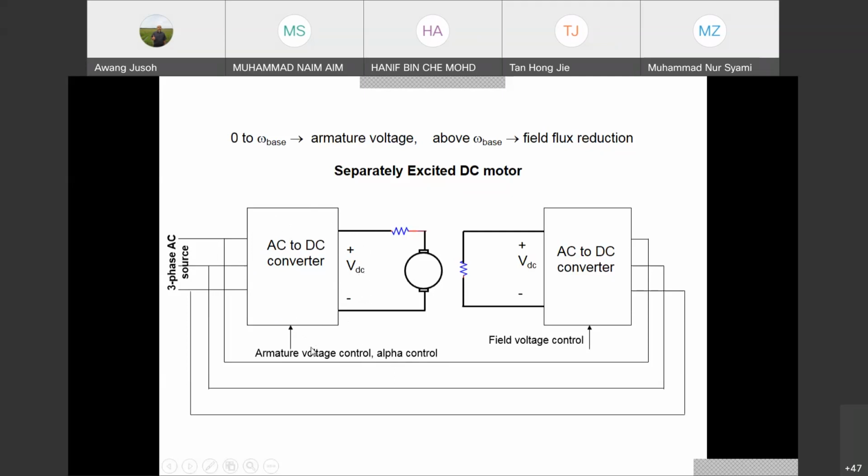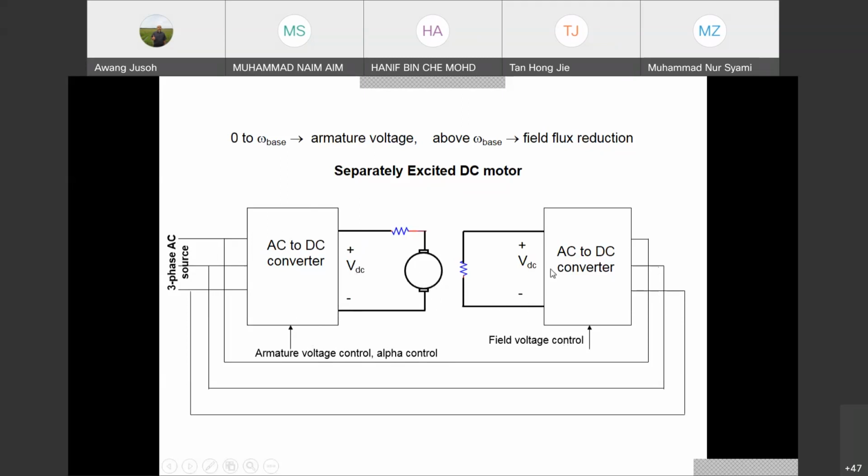At 0 alpha angle, we get maximum voltage. Remember, last time you studied rectifiers: with alpha equal to 0, maximum voltage is produced. When we increase the alpha angle, we get lower voltage. The lower the voltage, the lower the speed, so the speed can be controlled here. Simple like that. Similar for the field circuit.